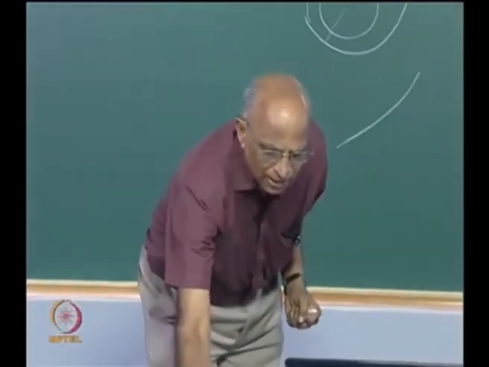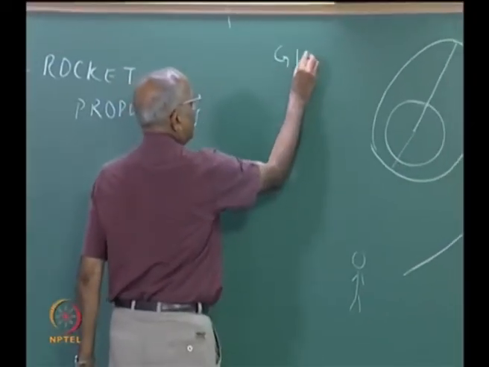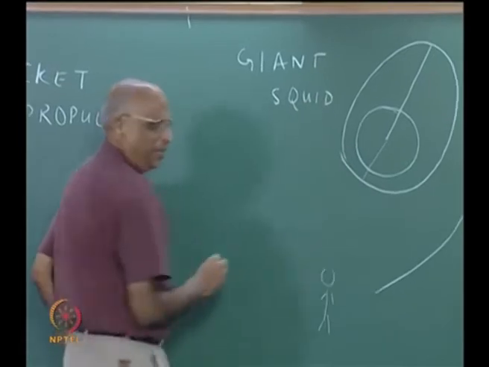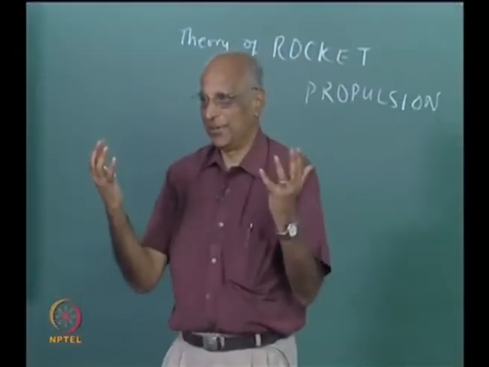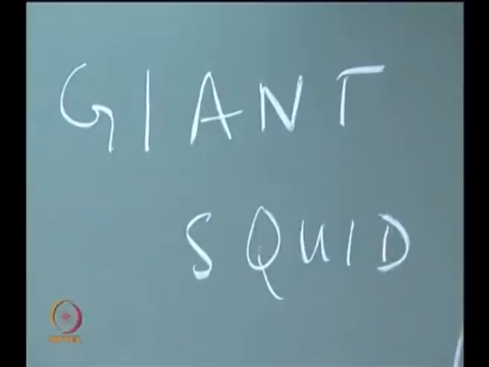Now, this is where I show the funnel again. It opens its mouth, water enters, it contracts itself, it closes the gate, compresses it, releases the pressure, then the water and whatever is available is squirted out and it moves. And this is the principle of what we call the giant squid. In fact, in the US, we had projects known as Squid Project. Squid Project was named after this, because that is again a rocket project, and it was named after this particular creature which lives in the sea.